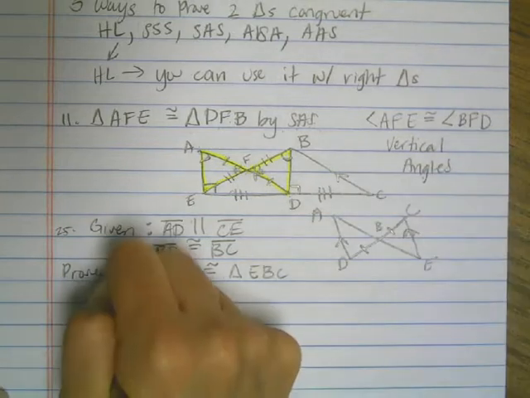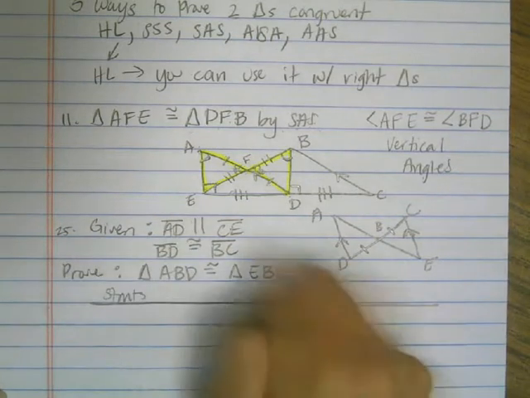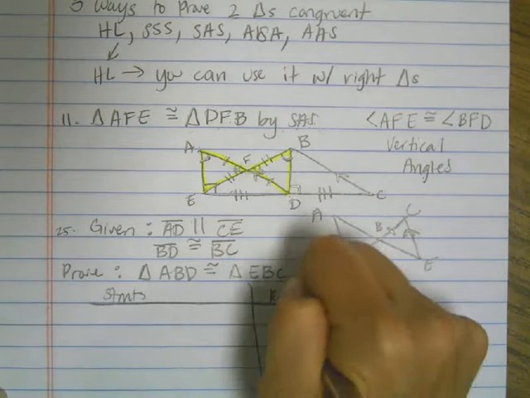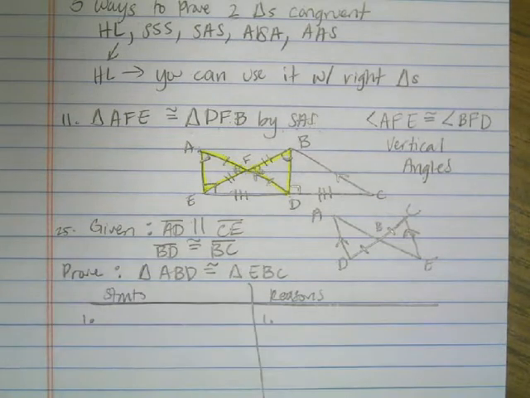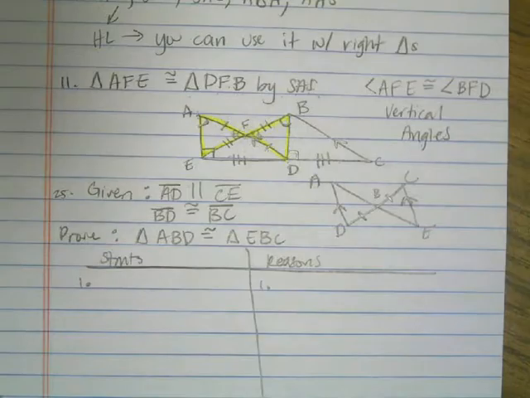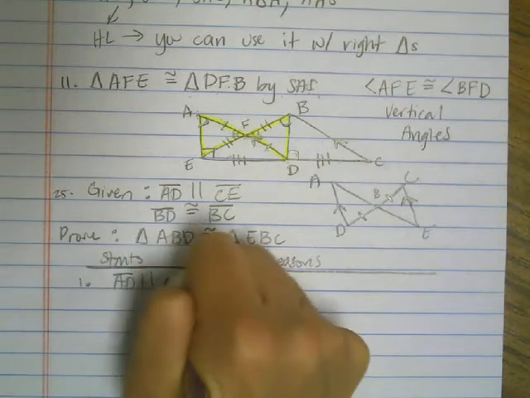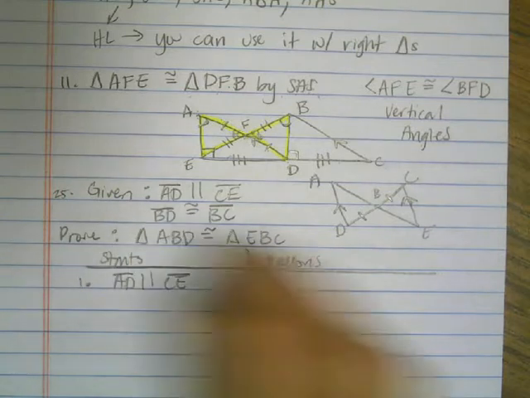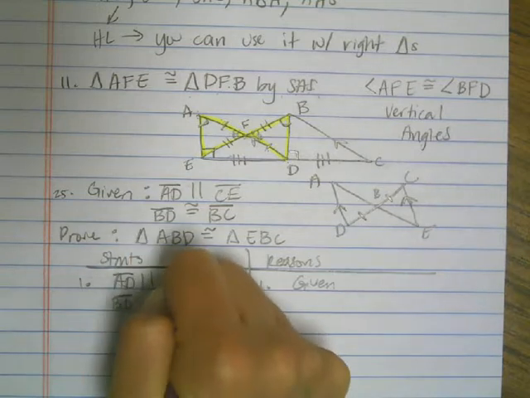So, we're going to have our statements and our reasons. So, what are the first statements we always put? AD is parallel to CE. Good. And then given. And what else? Oh, should we put BD and BC too? Yeah, you might as well put everything at the top.